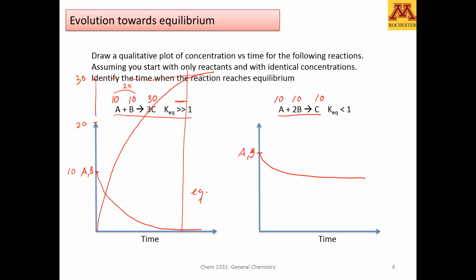Careful here. If this is A, this will be B. Why is that? Because notice that for each mole of A that reacts, twice as much of B will react. So maybe it's not quantitative, but this should be twice as much. And C will be as much as A, so we have to make sure that this is C. So there you go, we got something like that.